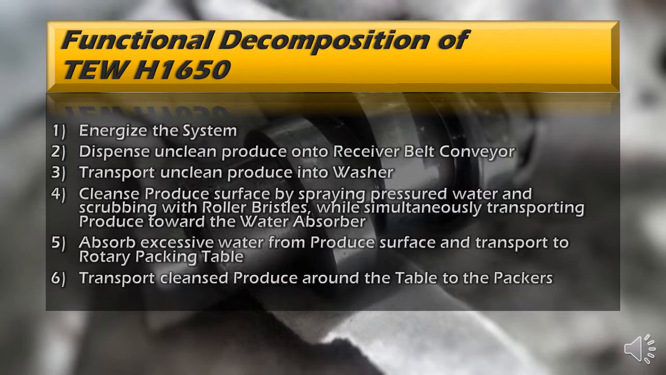Functional decomposition of TEWH1650. This is a procedure by which the machine functions. Firstly, the system must be energized and unclean produce must be placed on the conveyor belt which transports it to the washer. The washer removes any debris from the surface of the produce before transporting it to the water absorber, which removes any excess water on the surface of the produce. The water absorber transports the produce to the packing table where laborers handle the packaging.